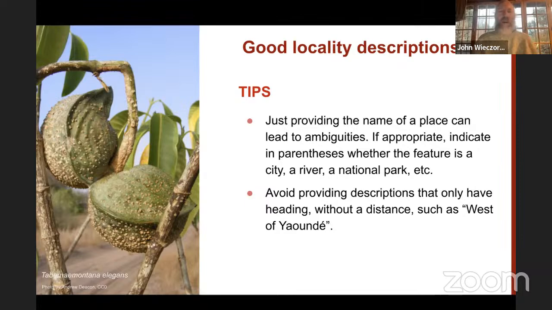If you just provide the name of a place, in some cases, that can be ambiguous because the name might refer both to a town and a river and a gas station and somebody's name and somebody's property. All of those things could have the same name, and they could be repeated several times in a country even. So wherever appropriate, we want to indicate if there might be confusion about what the name refers to, that in parentheses, we say what feature type it is.